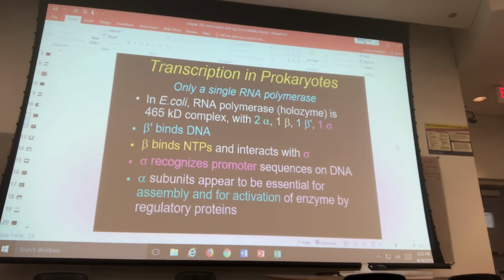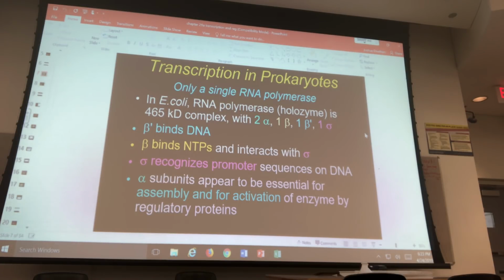So, transcription. We learned in prokaryotes that all of transcription is taken care of by one enzyme called RNA polymerase. This RNA polymerase is made of several different subunits: alpha, beta, beta prime, and sigma. Pay special attention to beta, beta prime, and sigma. The features are listed on here. Beta prime binds DNA, beta binds new nucleotides, and sigma is the one that recognizes promoter sequences in transcription.